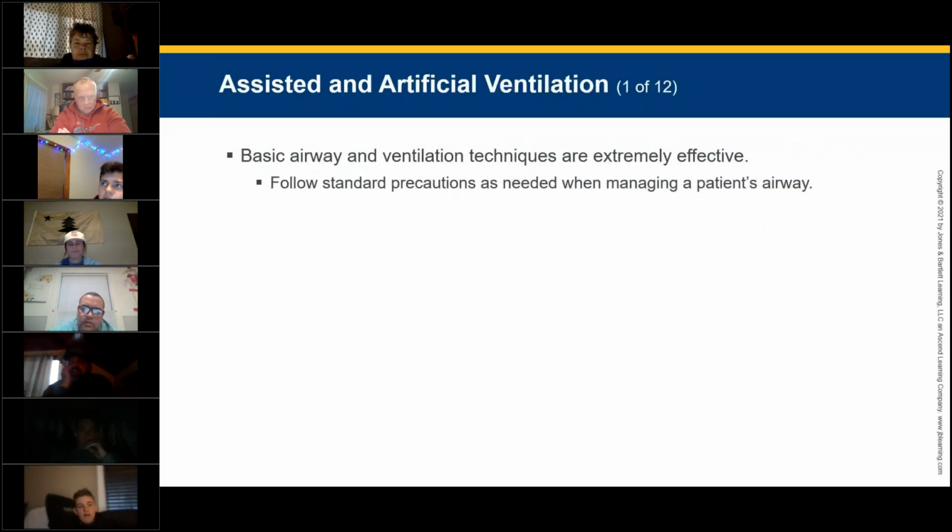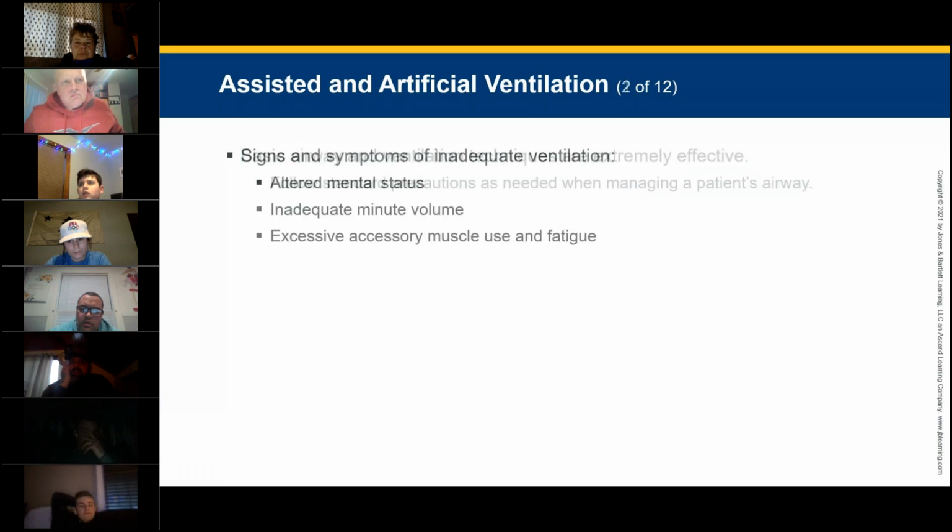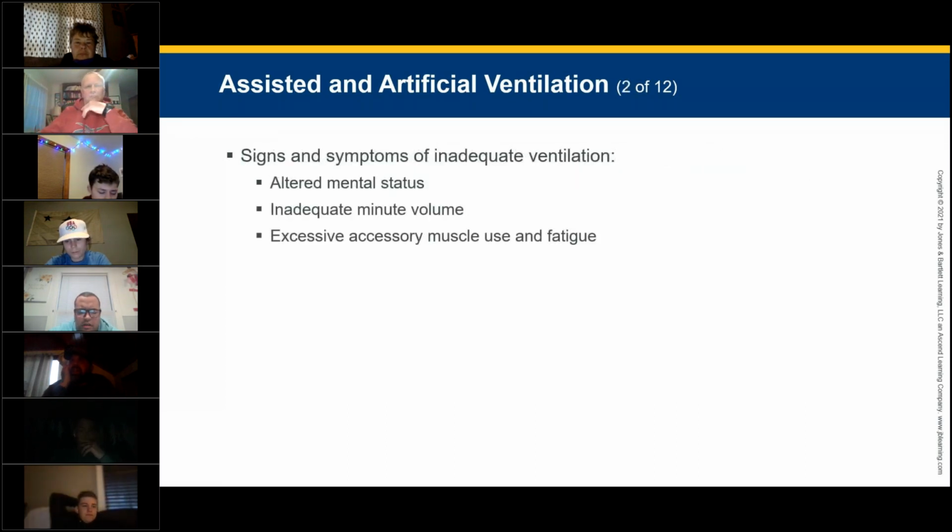Basic airway and ventilation techniques are extremely effective when they're administered properly. Like we talked about earlier, the signs and symptoms of inadequate ventilation: altered mental status, inadequate minute volume, excessive accessory muscle use, and fatigue.